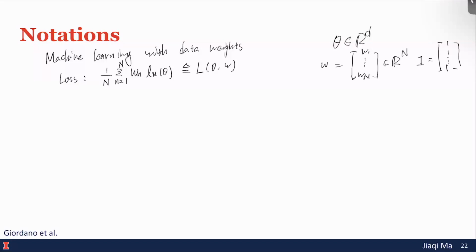Now the machine learning process is basically trying to, for any given w, learn a model parameterized by theta hat as a function of w. What it's doing is basically minimizing over theta the loss L(theta, w).